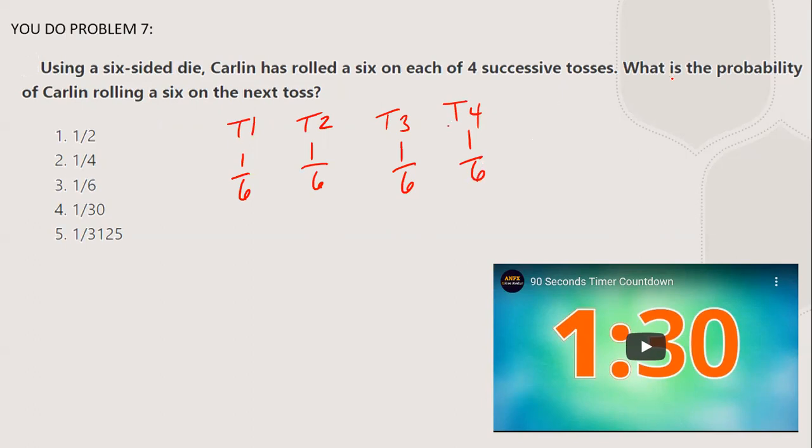And now he wants to roll the dice again. What is the probability of Carlin rolling a 6 on the next toss? What would be the probability? It would be 1 out of 6. Why? Because it's a fair-sided dice, okay? It didn't say what was the chance of him rolling 1 out of 6, because it's a fair-sided dice, and each one is independent of each other. So what's his chance? It would be 1 out of 6. Okay, and that's it. That's all. That's probability. Okay, that concludes day 1 of TSI Prep.